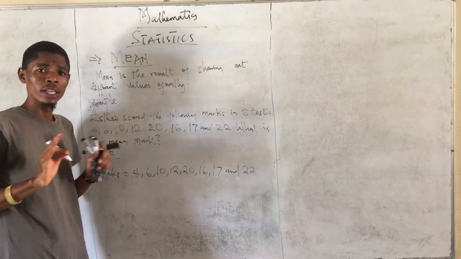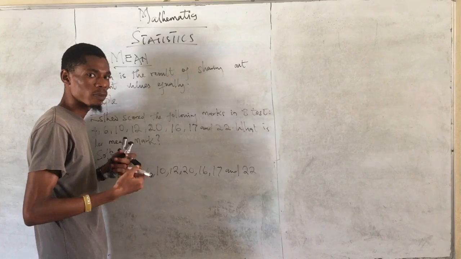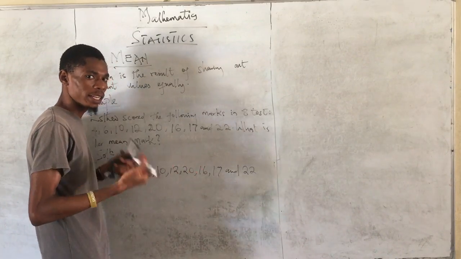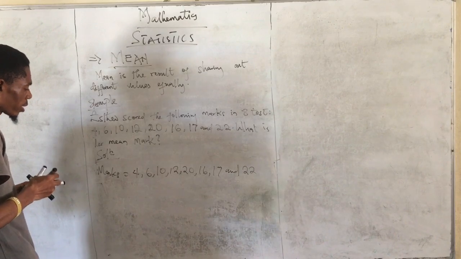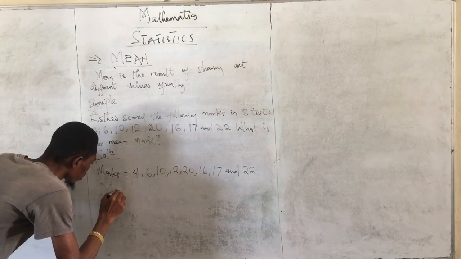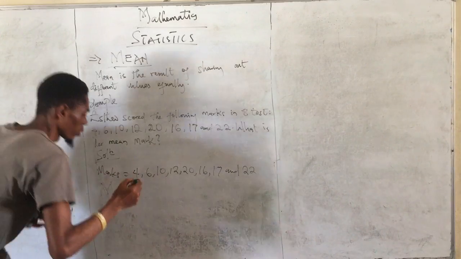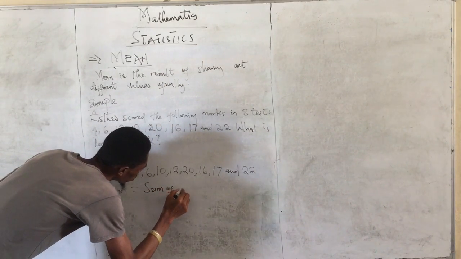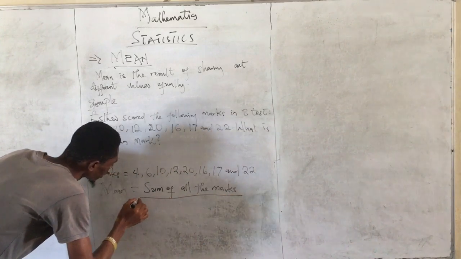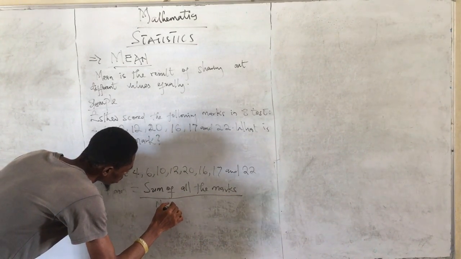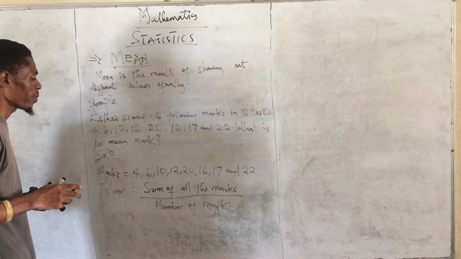Now, how do we look for the mean? It's very simple. We'll add all the given marks together and divide it by the number of marks, okay? So let me give us a very simple formula or approach to doing this. Our mean is equal to the sum of all the marks divided by the number of marks.